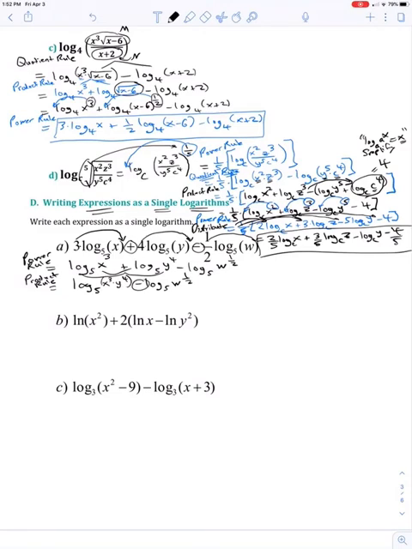And then how do we get rid of the difference? Our last rule would be our quotient rule. Log of m minus log of n is log of m divided by n. So that'll be log base 5 of x cubed, y to the 4th power in the numerator, divided by w to the 1/2 power. And there it is. There's our single logarithm. So in the end, we're down to 1 log.